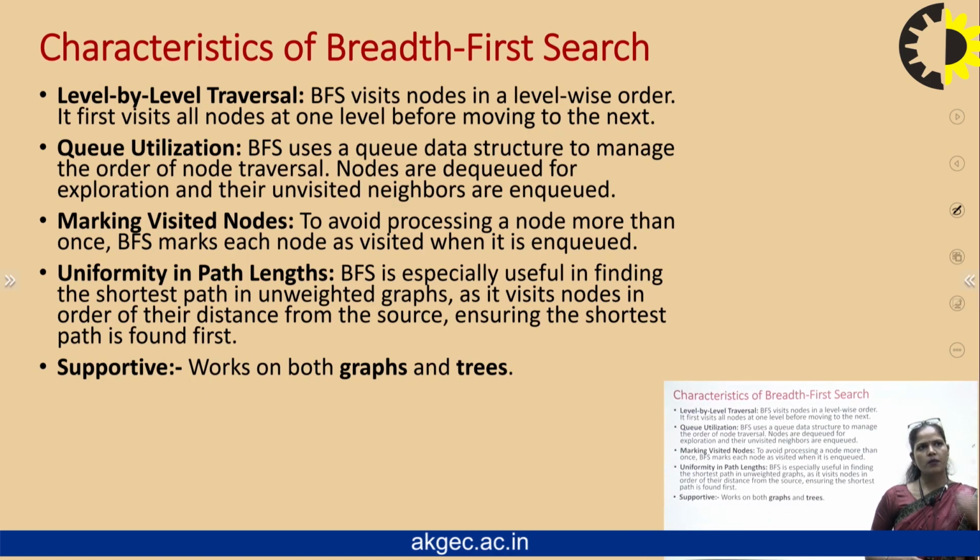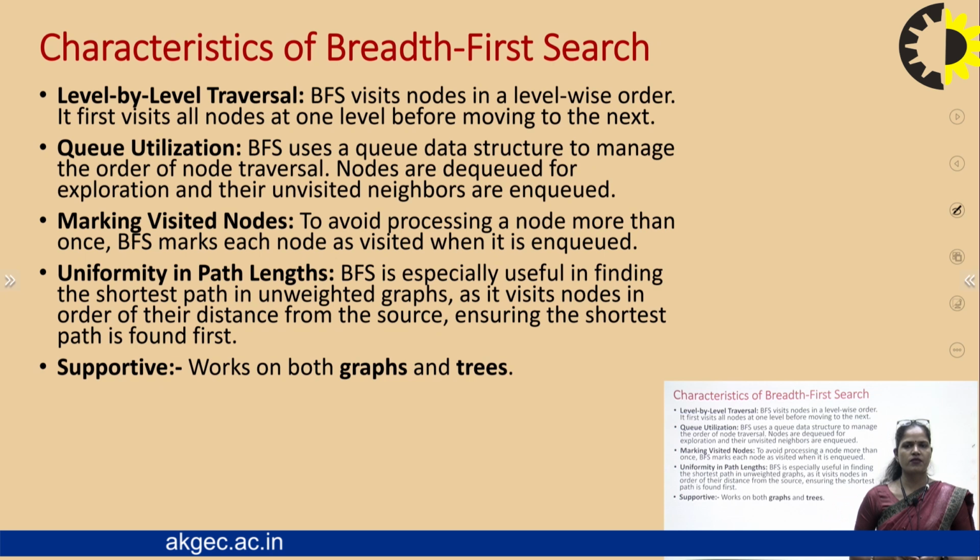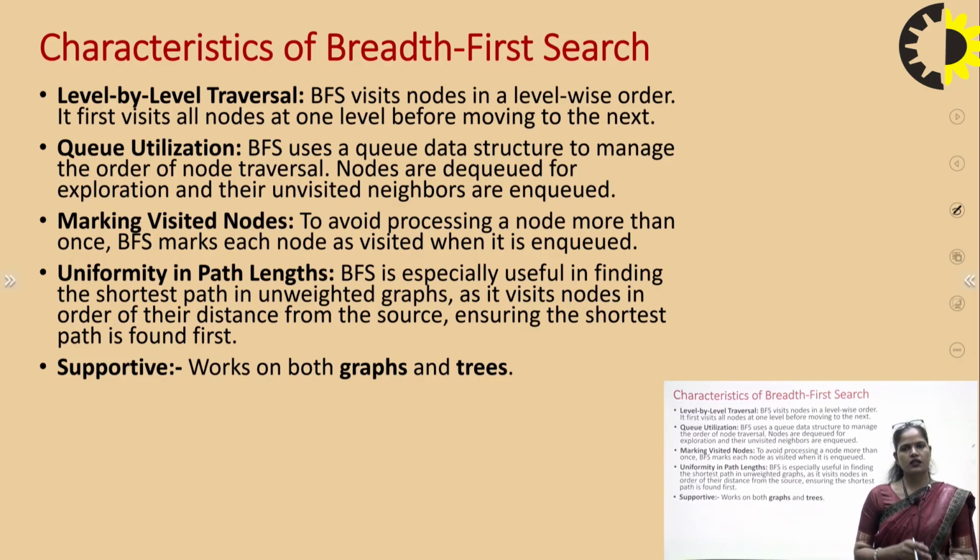Next we will talk about some characteristics of BFS. As we saw in the graph, it works level by level, and it uses a queue. BFS uses the queue data structure for storing the data included in the graph. And next, marking visited nodes, that means avoiding processing a node more than once. If a node comes up more than once, it will be ignored, right?